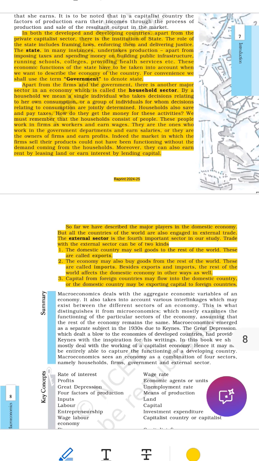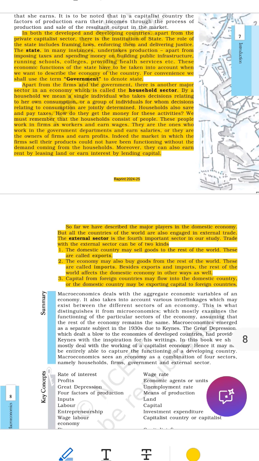For convenience, we shall use the term government to denote state. From now on, state equals government, same meaning to make it easier. Apart from the firms and the government, there is another major sector in an economy which is called the household sector. Besides businesses, firms and government, there is another big group, households, meaning people or families.